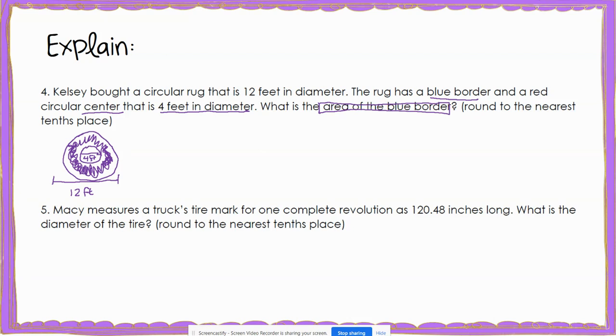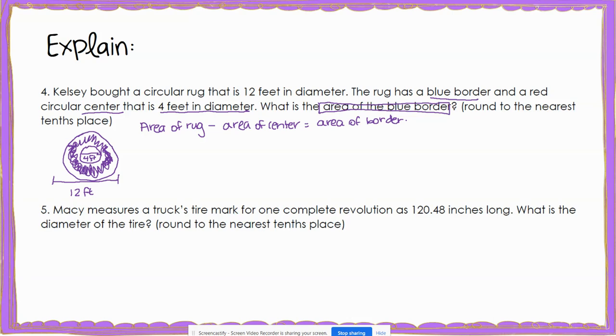To find this, I need to take the area of the whole circle. So I'm going to take the area of the rug, and I'm going to take away the area of the center because I don't need to know that part. That is not part of my border. So I'm going to take away the area of the center, and that is going to give me the area of my border. Now that means that I have to do several steps here.